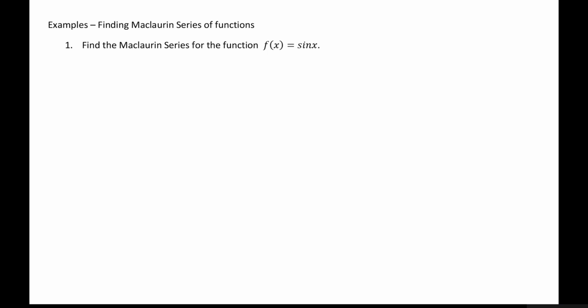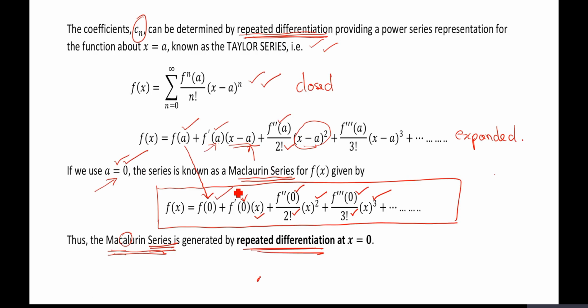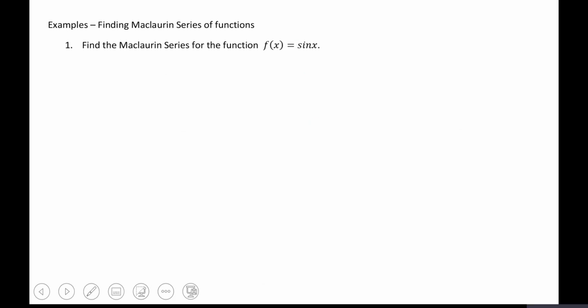Example 1. Find the Maclaurin series for the function f of x is equal to sine of x. So going back to our formula, I need to find f at 0, first derivative at 0, second derivative at 0, then substitute into this formula. So I'm going to lay it out so that you can understand and see. You do not need to follow the same pattern, but in my lecturing, I will rather present it in a form which I feel may be easier to remember.